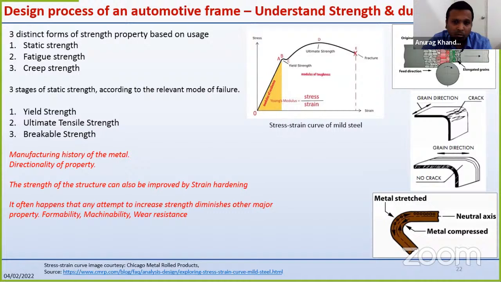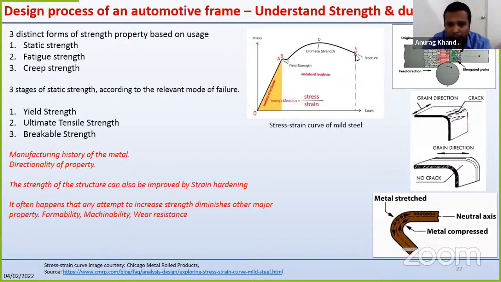Mostly, as we know, yield strength is the point at which material starts to deform plastically, and ultimate tensile strength is the ultimate or the maximum strength that a material can take before failure. And breakage strength corresponds to the strength at the point of breakage in the stress strain curve.